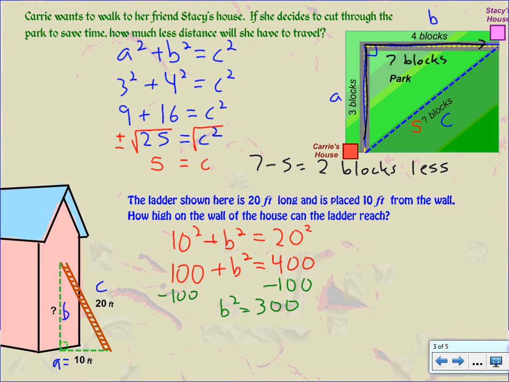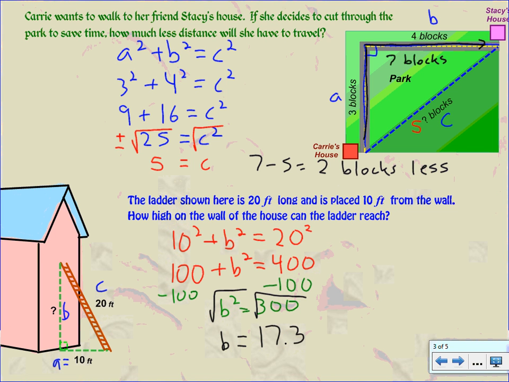And now I'm going to square root both sides because I want b alone. Right now I have b squared, so to undo that, square root both sides. I get b equals, and now we turn to our handy-dandy calculator. Let me get my calculator out here. And we're going to do the square root of 300, and we should get, to the nearest tenth, 17.3.